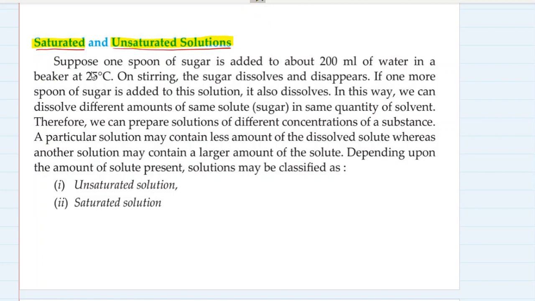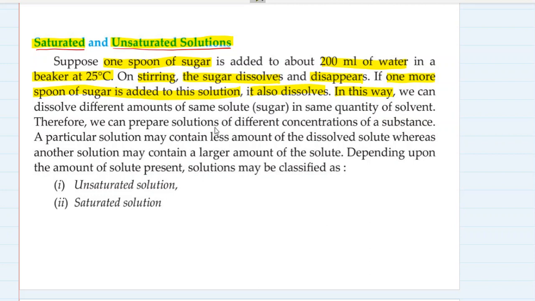Now just imagine that you add 1 spoon of sugar to 200 ml of water, which is kept in a beaker at 25 degrees Celsius. If you stir the sugar, it dissolves and disappears. Now add 1 more spoon of sugar to this solution. That also dissolves. In this way, you can go on dissolving different amounts of the same solute, that is sugar. More and more sugar you can go on dissolving.